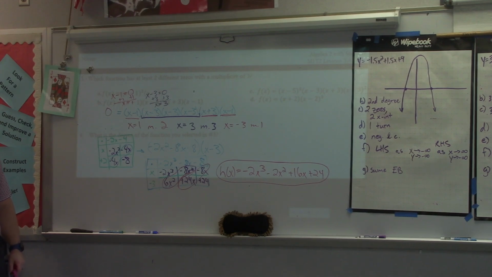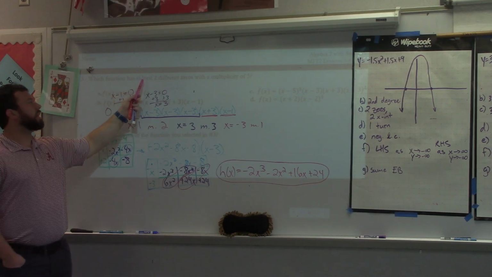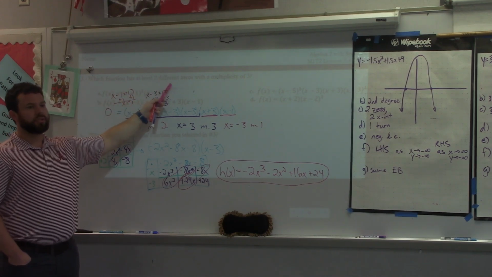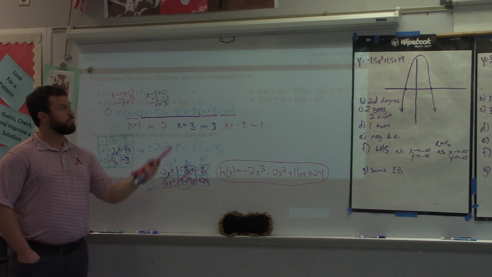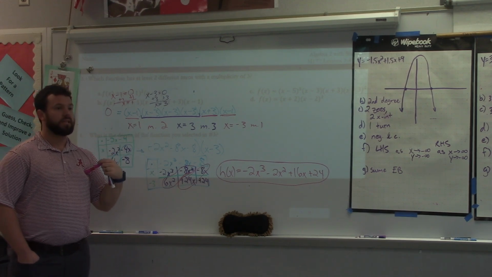Yes, that's x minus 3 to the third power, so we should have it 3 times. Is that right? Yes, but the question is, which function has at least 2 different zeros with a multiplicity of 3? So, you think it's which one? B as in boy?